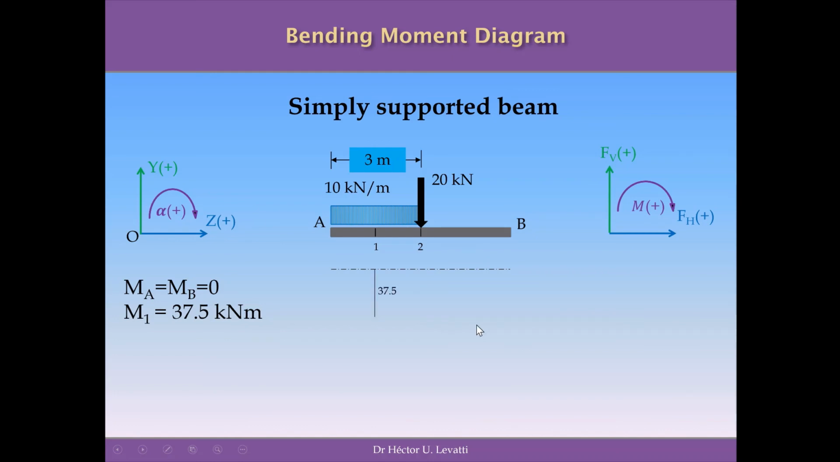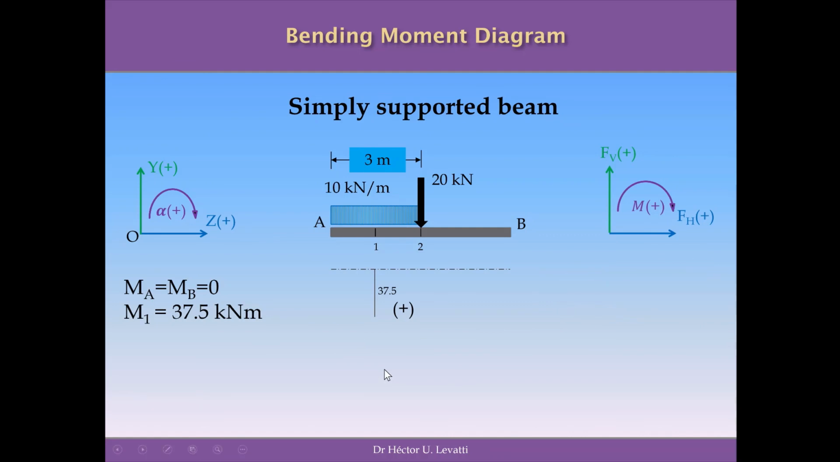And this is the way I'm going to sketch this moment. I'm going to sketch this moment from the reference line going down because the moment is positive. This moment is positive because our convention says that positive moment is a moment that produces tension at the bottom and compression at the top of the beam. And this is the case for this value.